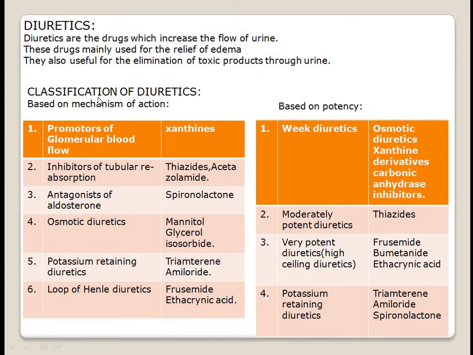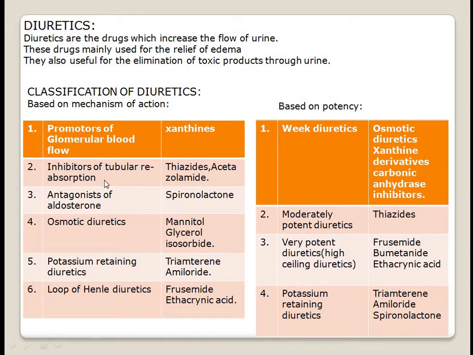Here this is the mechanism of action. The mechanism of action of xanthines is that it promotes the glomerular blood flow, whereas thiazides and acetazolamide inhibit the tubular reabsorption. Inhibiting the tubular reabsorption means these tubules, which are present in the nephron, reabsorb sodium, chlorine, potassium and so on, and it inhibits that.